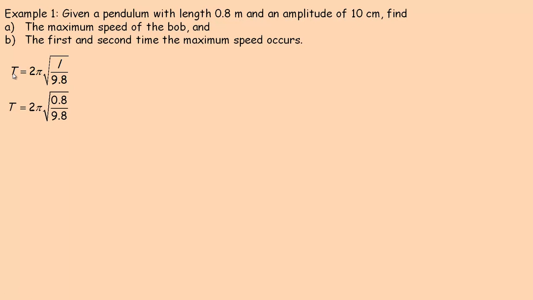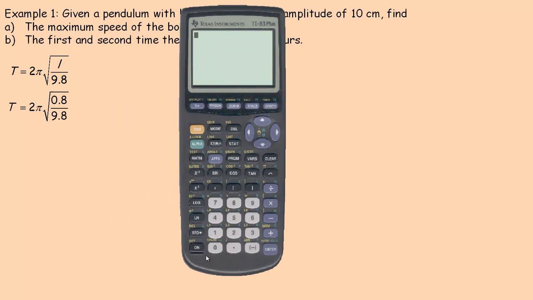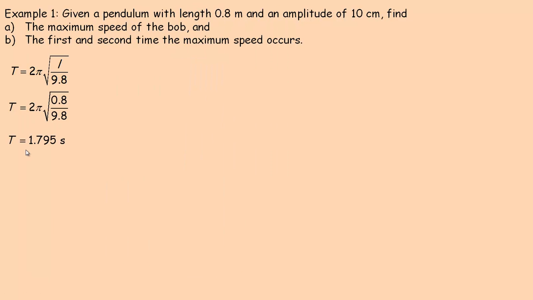So we want to find the period of the pendulum. So L here is the 0.8 meters. I'm going to bring my calculator over here. And so we go 2π times the square root of 0.8 over 9.8. And so we get a period of 1.795 seconds. So that's where this 1.795 seconds comes from.